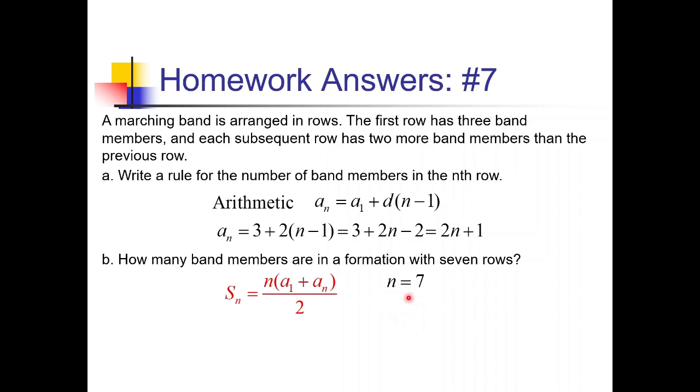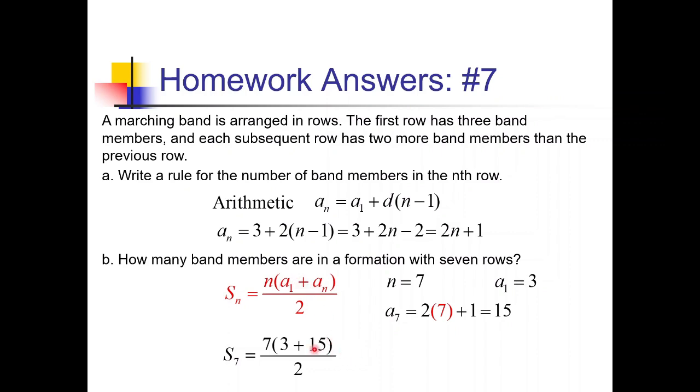So we have n is 7 and a1. That's going to be the first row, which again was 3. We already knew that. A sub n in this case is a sub 7. So we have to do 2 times 7 plus 1 using this formula up here. So that's going to be 15 band members in that 7th row. So plug in all that in. We've got 7 times 3 plus 15 all over 2.